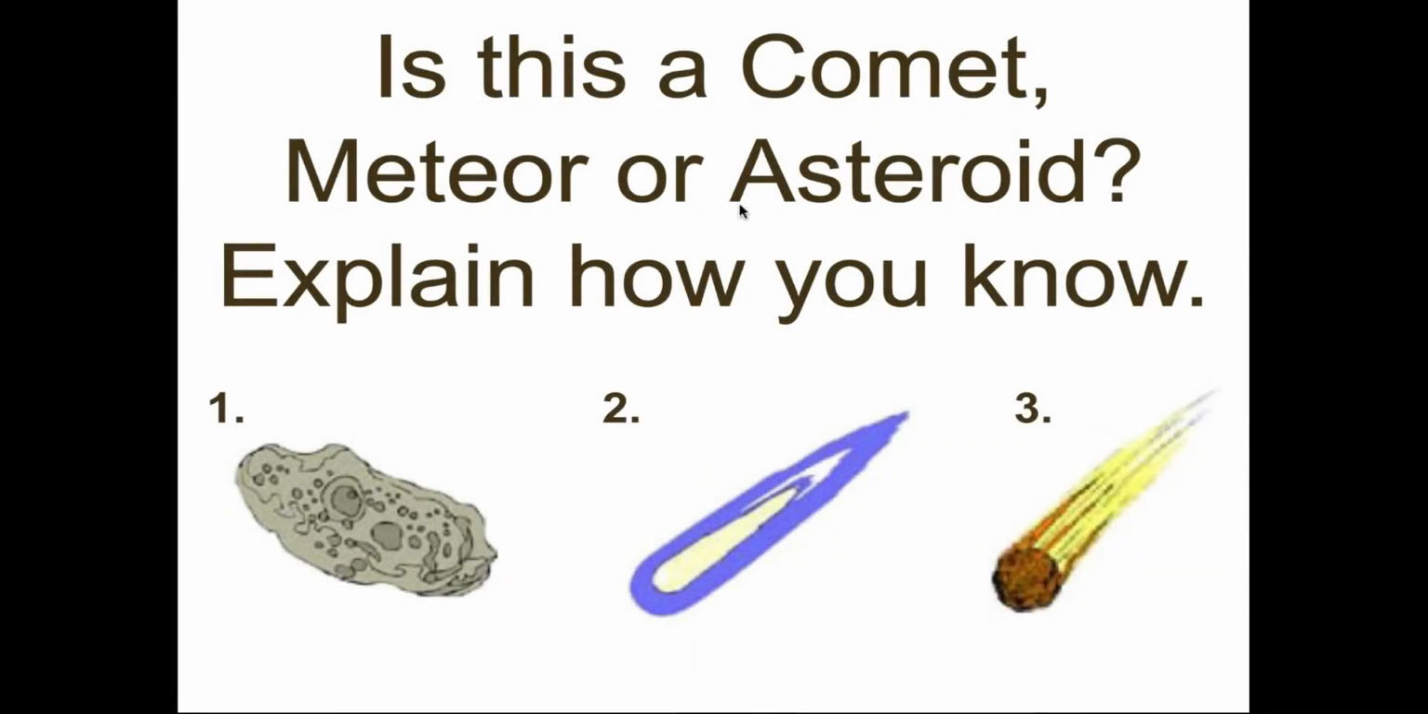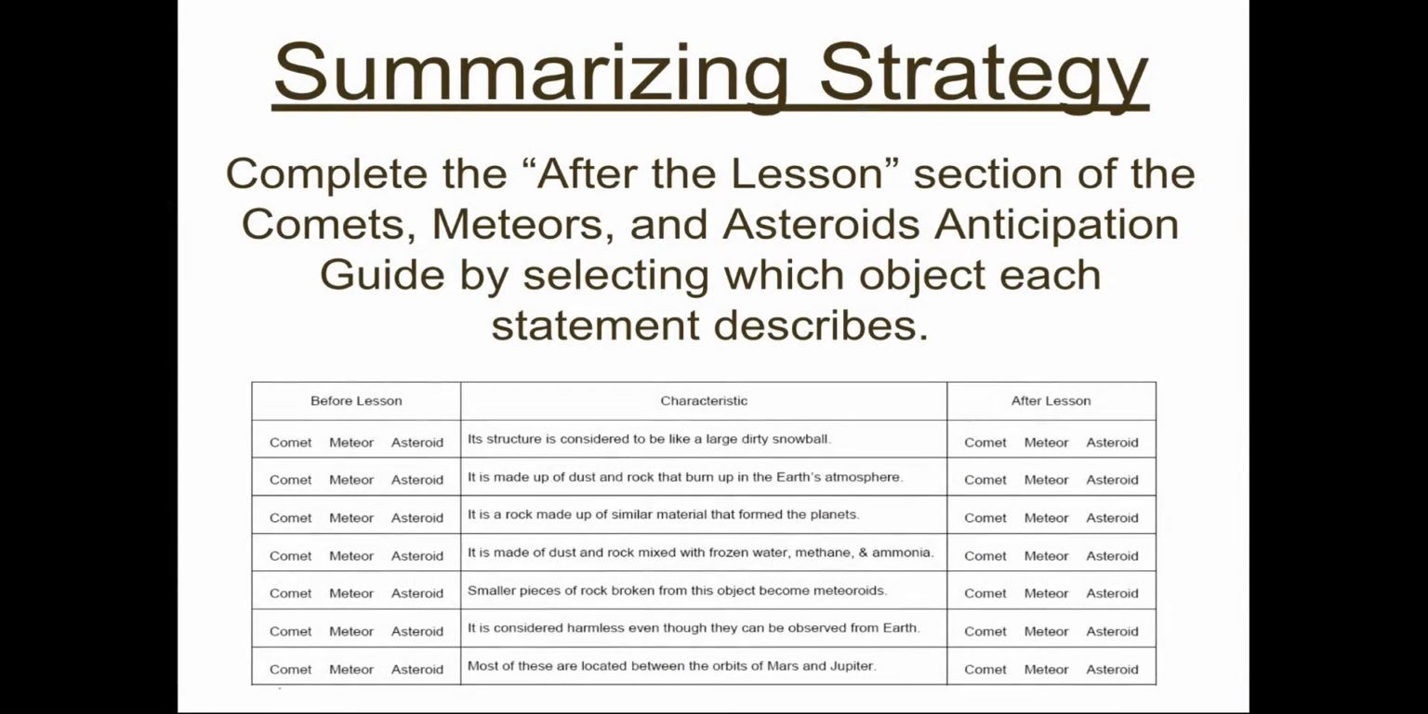So is this a comet, a meteor, or an asteroid? And explain how you know. So take a look at these 3 pictures, and then you should know by now the difference between those 3. And then lastly, just to test your knowledge, you can look at these questions again, and now you should be able to answer whether they are a comet, a meteor, or an asteroid.